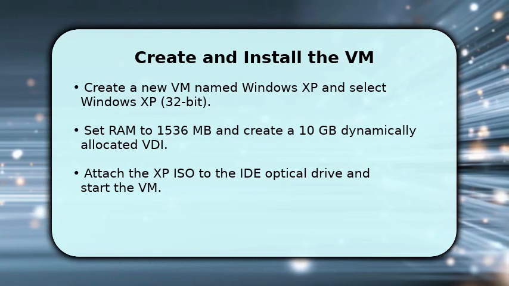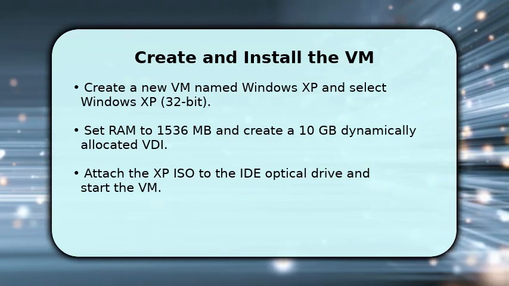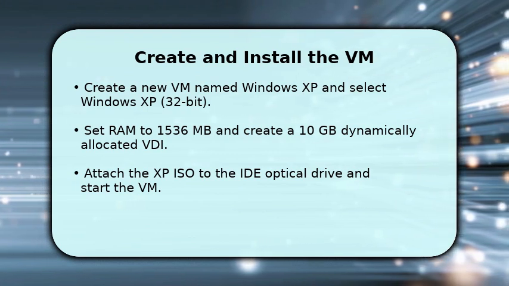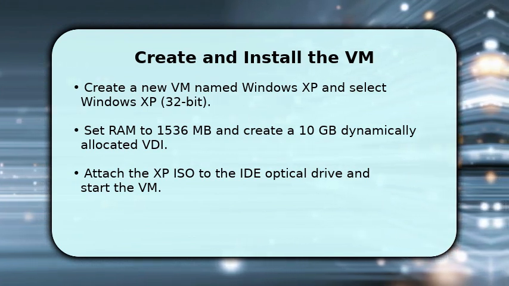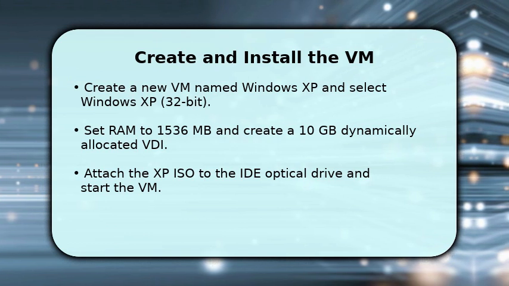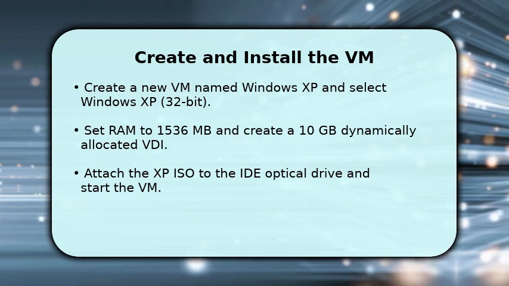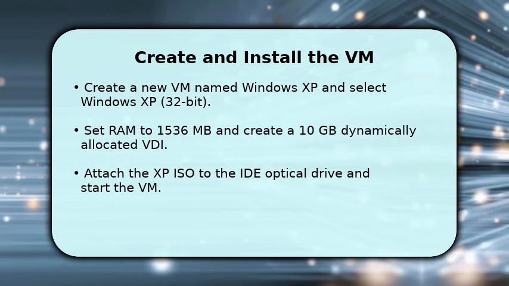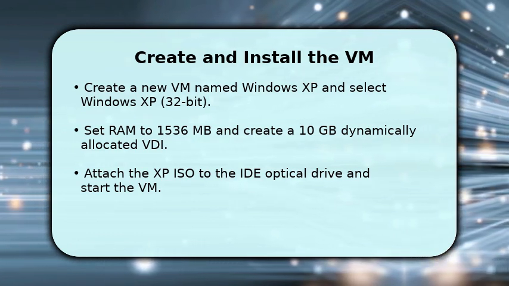Open VirtualBox and click New to create a fresh virtual machine instance. Name it Windows XP and choose Windows XP 32-bit as the operating system. Allocate 1536 MB RAM to balance host and guest performance. Create a virtual disk using VDI format, dynamically allocated, and set it to 10 GB.